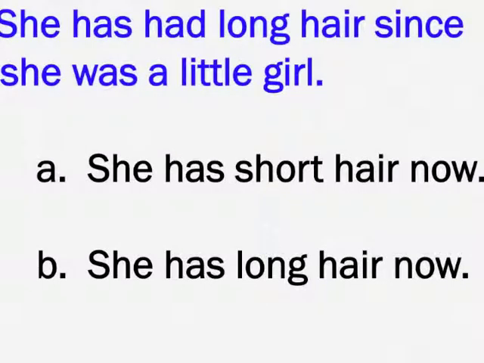She has had long hair since she was a little girl. Choose A or B. She had long hair when she was a little girl. She still has long hair. We use the present perfect to show an action that began in the past and is still true today. Answer B is the correct one.